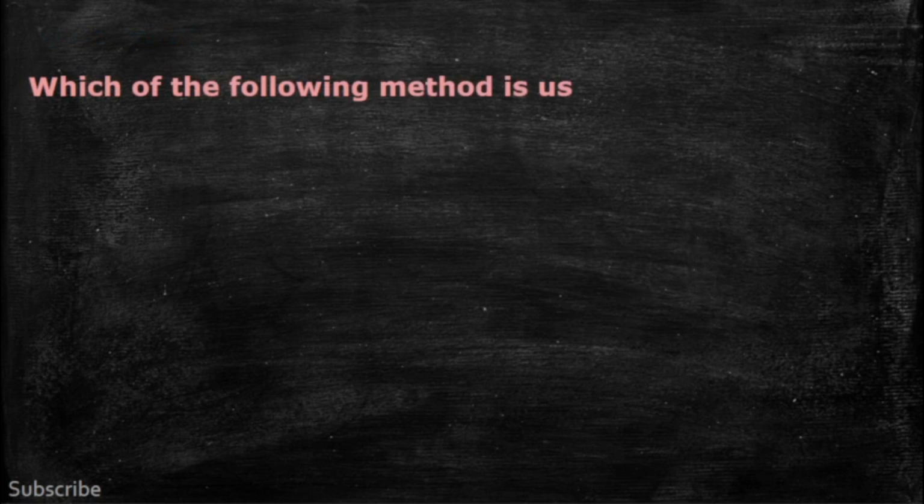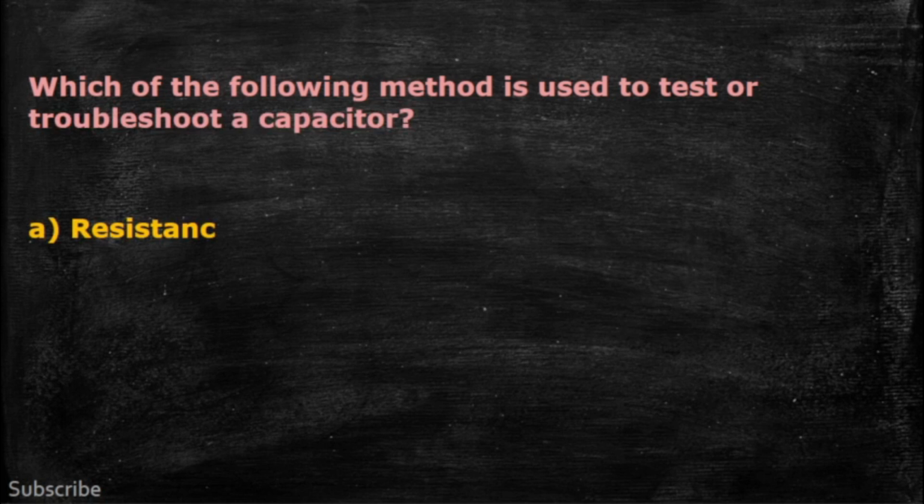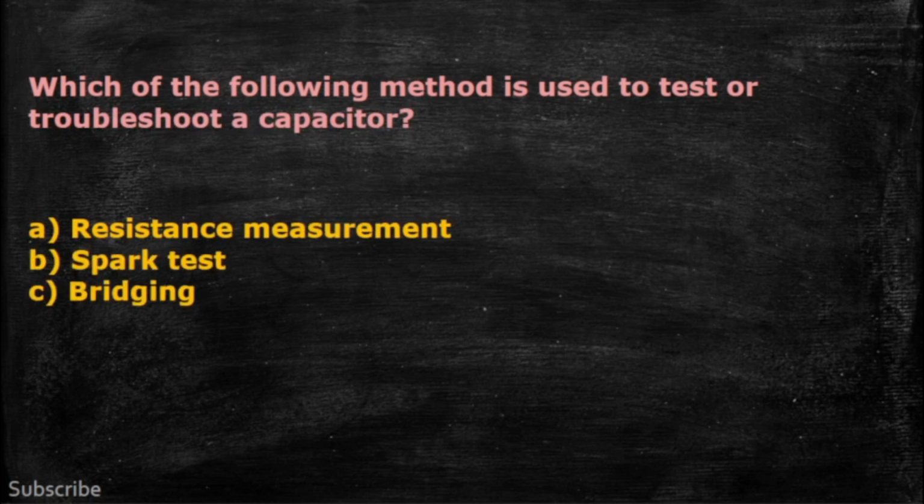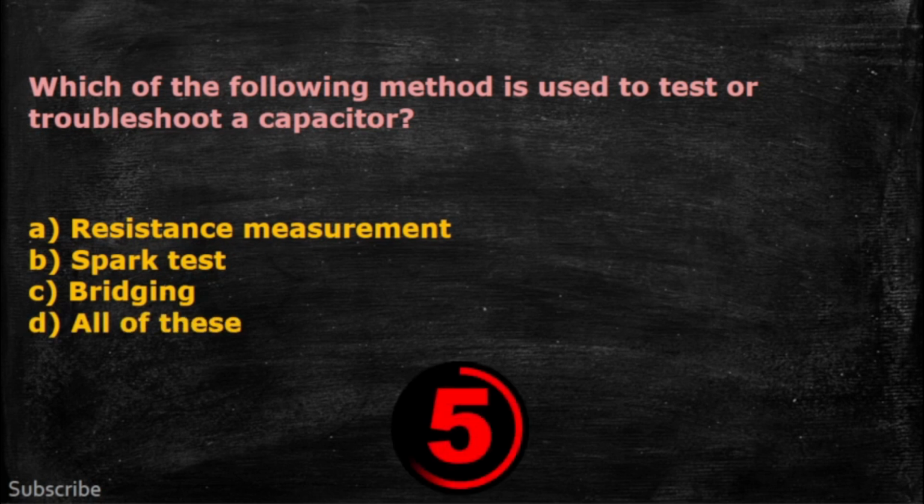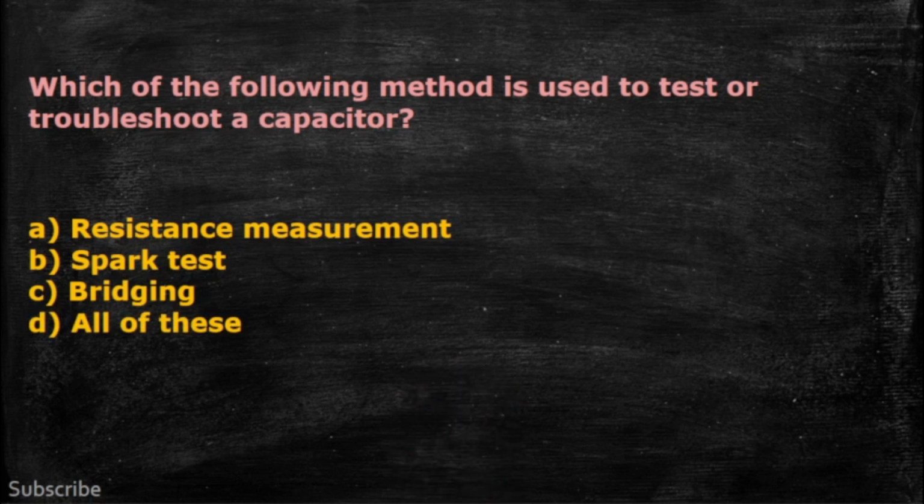Question number 11. Which of the following methods is used to test or troubleshoot a capacitor? A. Resistance measurement. B. Spark test. C. Bridging. D. All of these. The correct answer is letter D, all of these.